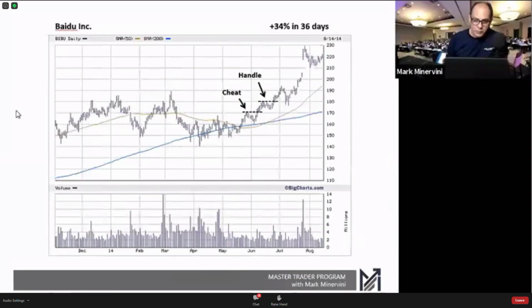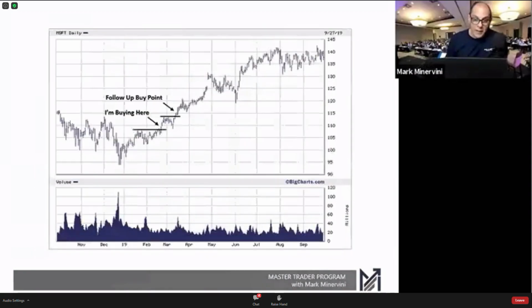Here's Baidu. So you get a cheat area right here, really just perfect, comes out and then forms a little handle, breaks out of there, and this stock goes up 34% in 36 days. Again, not a huge move, but 30% in a month, do the math. If you can compound those out, you make a very nice gain. Here's Microsoft. Again, I was buying this right here from the cheat area.